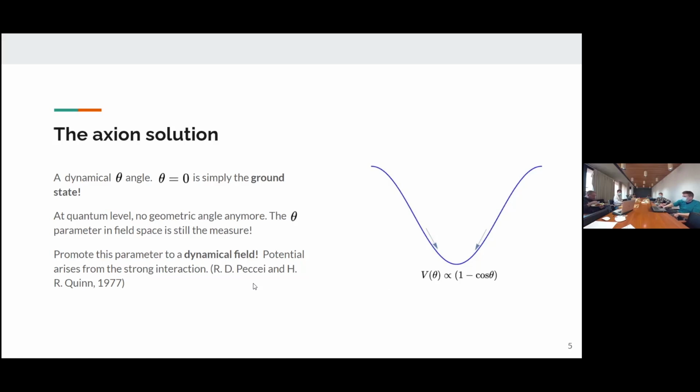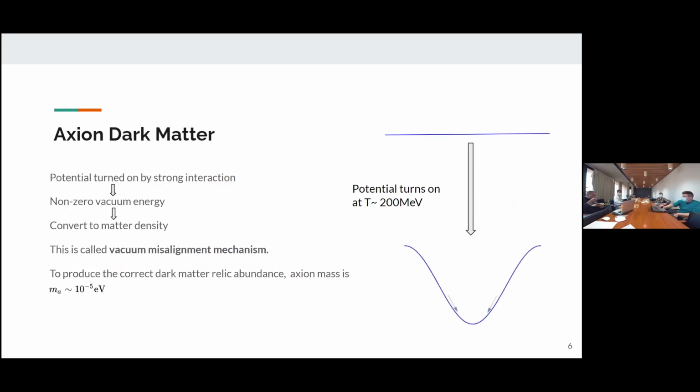So it has been around for a while, for many years. And also this solution, the axion solution, can naturally give you dark matter as well, because you have a potential turned on by strong interaction. Before the QCD phase transition, before strong interaction was turned on, this potential was pretty much flat. And then it was turned on at a temperature of about 200 MeV, which gives you some cosine potential. Therefore, you get some non-zero vacuum energy from this process, and then that non-zero vacuum energy can convert to matter density, which gives you the dark matter relic abundance. This is called the vacuum misalignment mechanism.